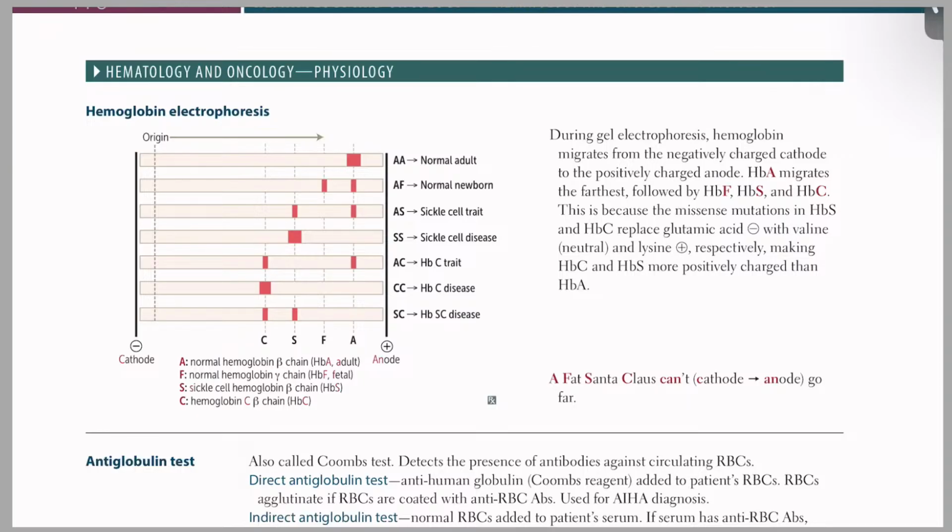Okay, got it. A normal adult, towards anode, cathode, origin. AF, normal newborn. AS, sickle cell trait. SS, sickle cell disease. AC, HbC trait. CC, HbC disease. HbSC disease.